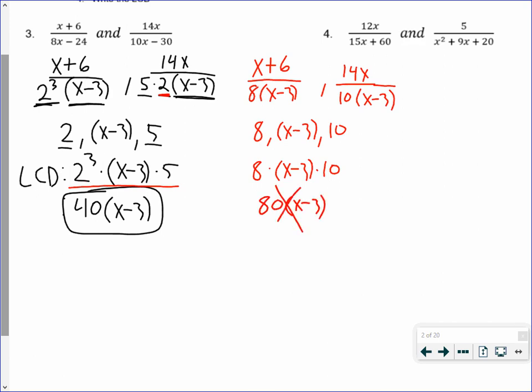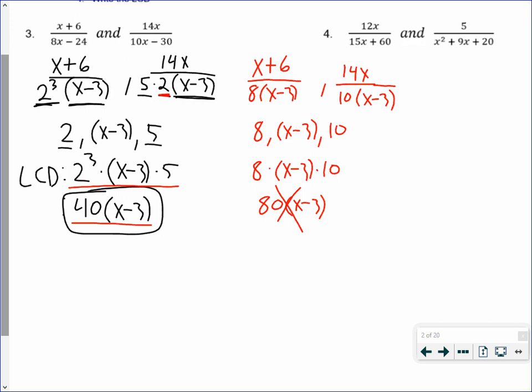That's not the least common denominator like we saw on the left side. Our real least common denominator is 40 times x minus 3. So the way in red that I did over here is incorrect, and that's because 80 times x minus 3 is too big. It's not our least common denominator. What we saw was 40 times x minus 3 as our least common denominator. All right? So that's why you need to find the prime factorization of each denominator to figure out your LCD. All right, for number 4, I'm going to let you guys do that on your own.